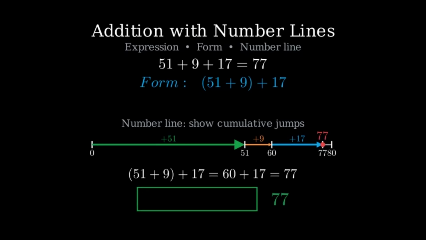Final answer. 51 plus 9 plus 17 is equal to 77.